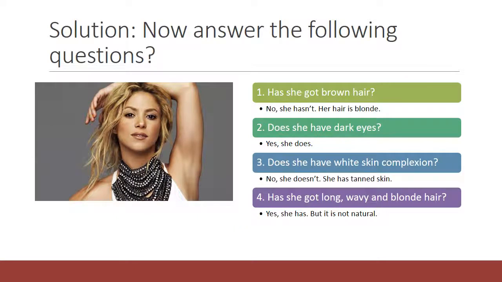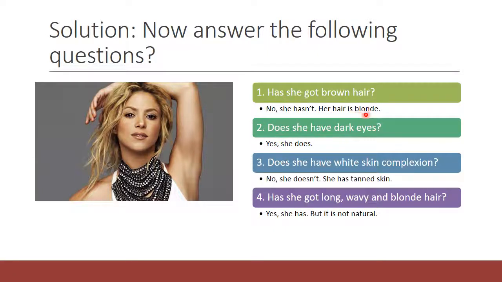Okay, now let's check the answers. Has she got brown hair? No, she hasn't. Her hair is blonde. Notice here that the question tells us how we should write the short answer. As the question starts with has, it means that we have to use also has in the short answer. Has she got brown hair? Her hair is not brown, it's blonde. So we have to say, no, she hasn't.